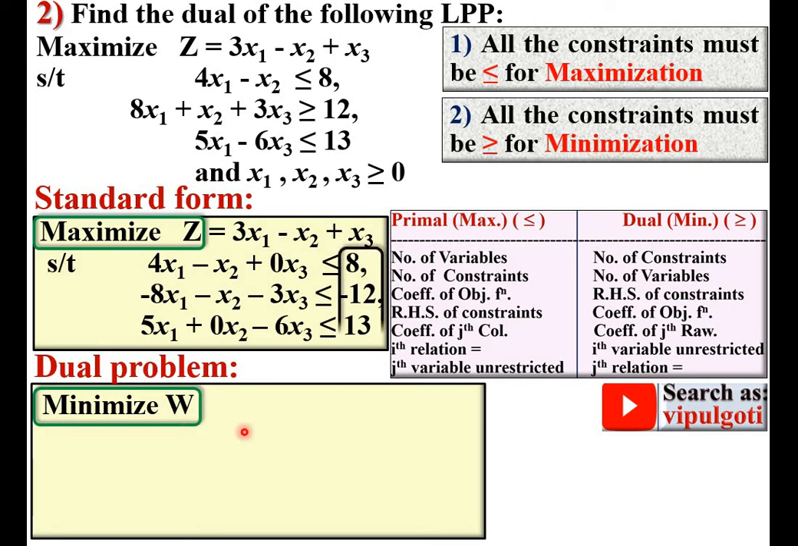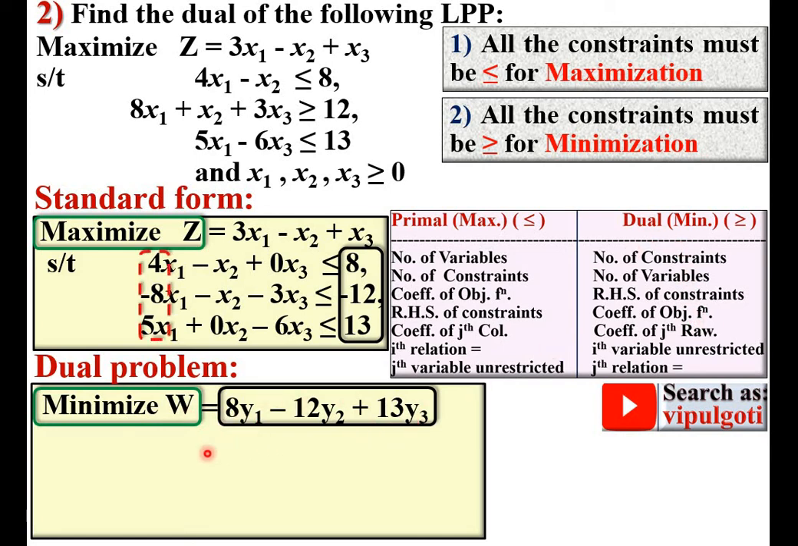Next, the right hand side of the constraints in the primal problem must be the coefficients of the objective function of the dual problem. So I am going to put it over here: 8, minus 12 and 30. You can see over here. And here this is the dual problem, so your decision variables are now y1, y2, y3. So it is very simple. The right hand side of the constraints in the primal problem must be the coefficients of the objective function in the dual problem.